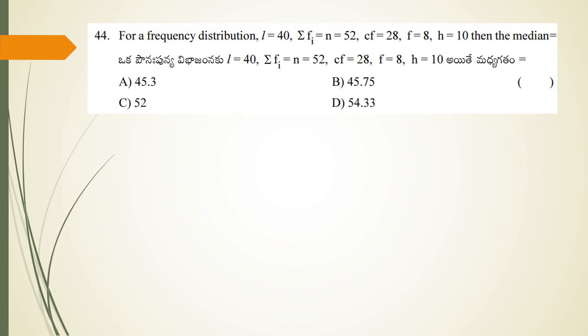Next, moving on to question number 44. In a frequency distribution, L is given, sigma Fi, that is N, is given, Cf is given, F is given, H is given. Find out the median. Already we know the formula for median, no? So what is the median for grouped data? L plus N by 2 minus Cf divided by F into H. This is nothing but the formula.